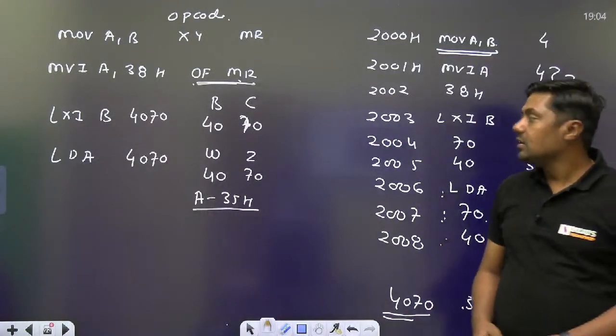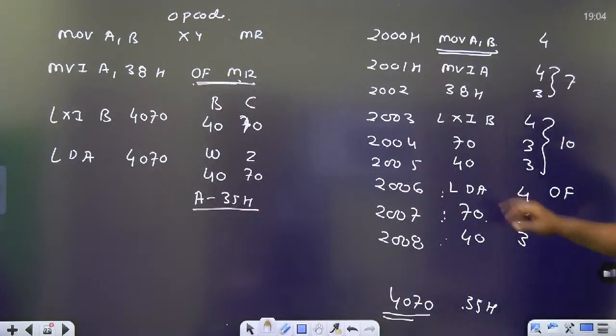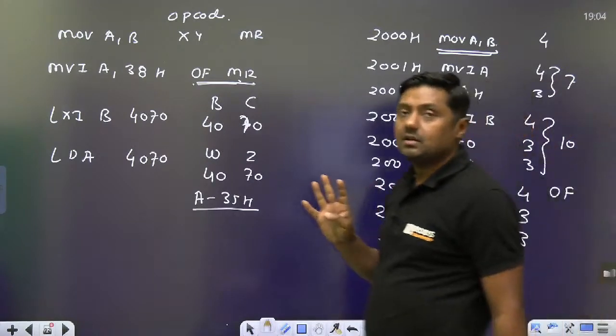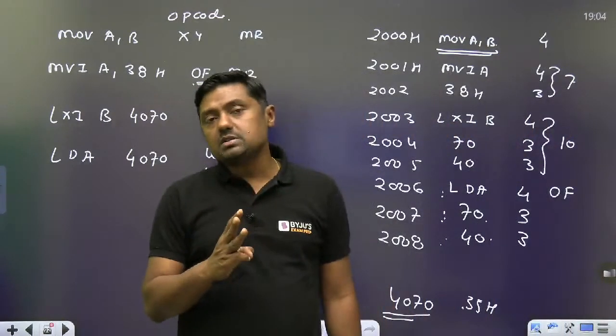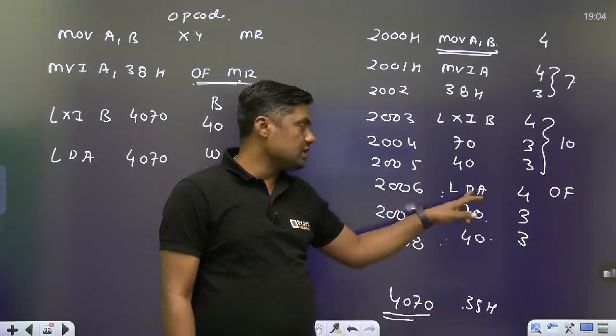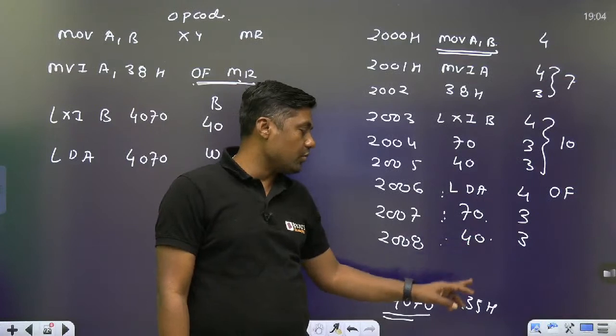Tell me. First of all, opcode fetch. Second, memory read. Third, memory read. And fourth is also again memory read. So there are 4 machine cycles. No doubt it is a 3-byte instruction, but there are 4 machine cycles: opcode fetch, memory read, memory read, memory read.